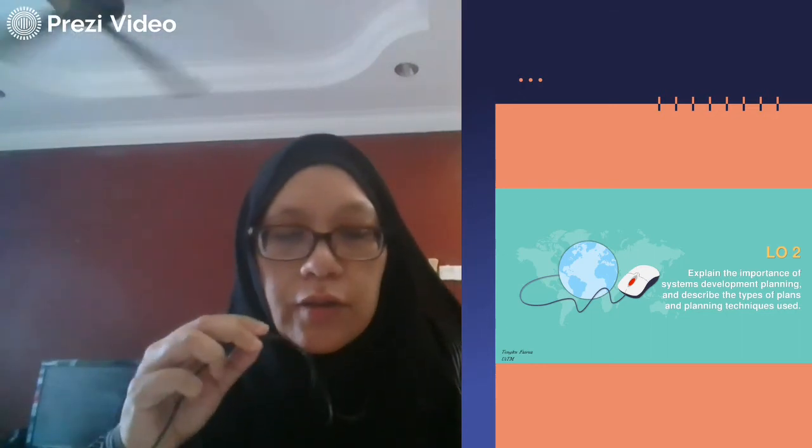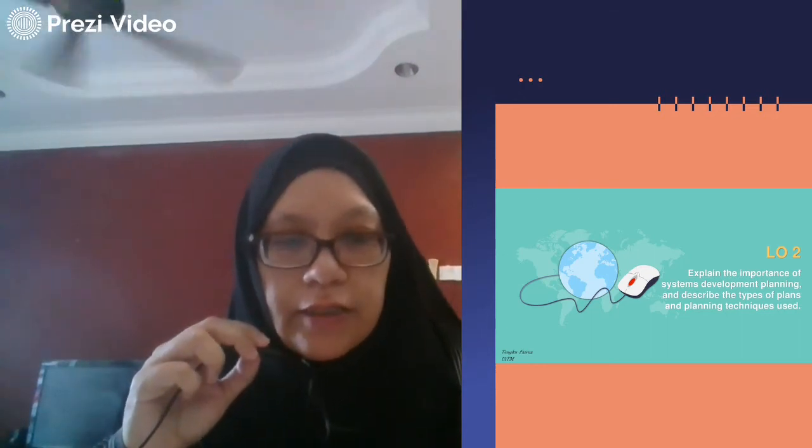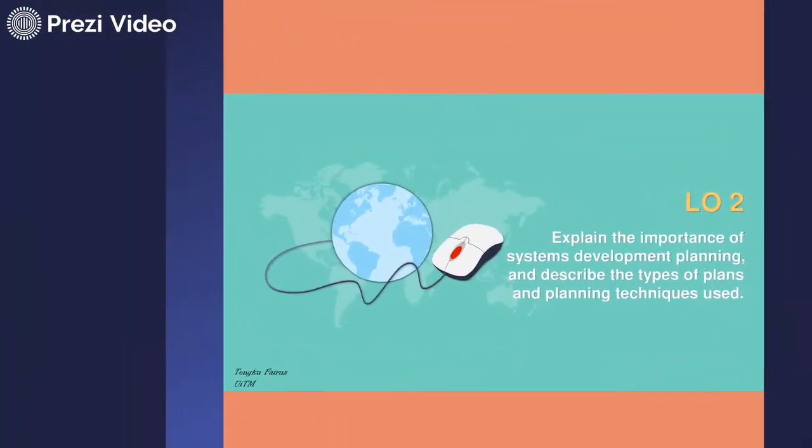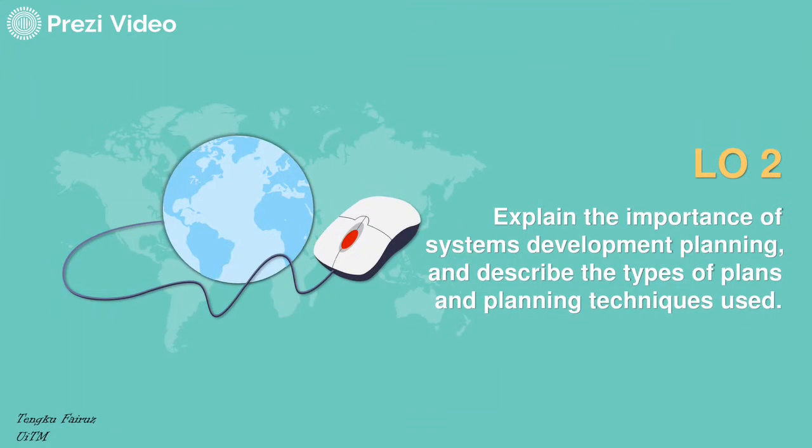Okay, so let's continue on the second learning outcome. Learning outcome number 2. In this learning outcome, we're going to explain the importance of system development planning, describe the types of plans, and also the techniques used in this stage.